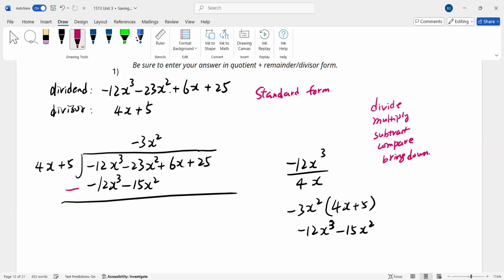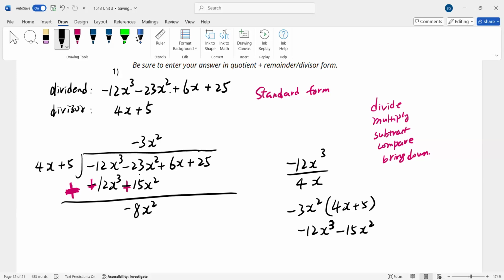And then subtract. Instead of subtracting vertically, we want adding vertically. So we change the subtraction to addition, and then change minus to positive, minus to plus, and then we add them together. 12x cubed, positive 12x cubed, they cancel. -23x squared, positive 15x squared, and that gives us negative 8x squared. 23 minus 15 is 8, right? It's negative.